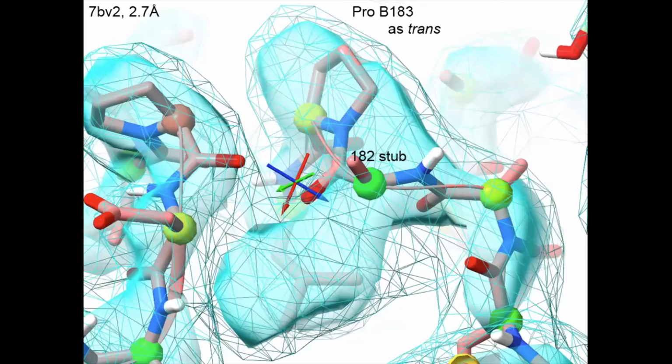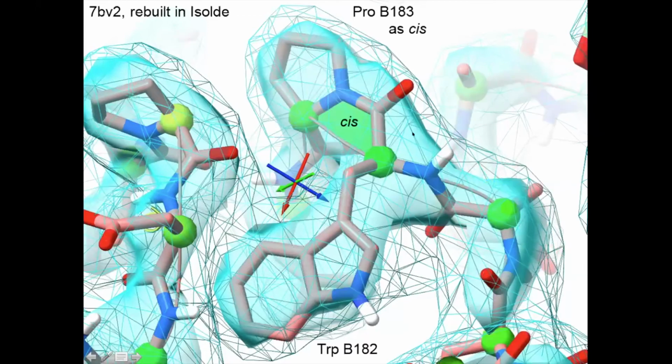So this one is particularly nasty because if you look down here, doesn't this look to you like a tryptophan side chain? And this residue 182 is actually a tryptophan, but they only fit it out to the C beta as a stub because if you make this proline trans, you cannot move that tryptophan into this density. But if you make it cis, then let it relax, it slides right into the right density.